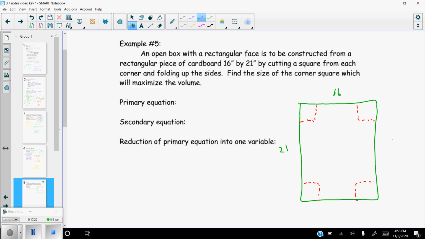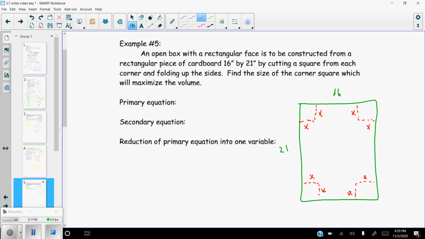So the one thing we don't know is the size of the square, because that's actually what we're trying to find here. We're trying to find the size of each corner square which will maximize the volume. Since I don't know the size of the square, the only thing I do know about a square is that the sides are all the same. So I'm going to call this side X, which of course makes that side X, makes all 4 sides X. My cuts are all going to be X's. I could call it whatever I want to, it just made more sense for me to use X.